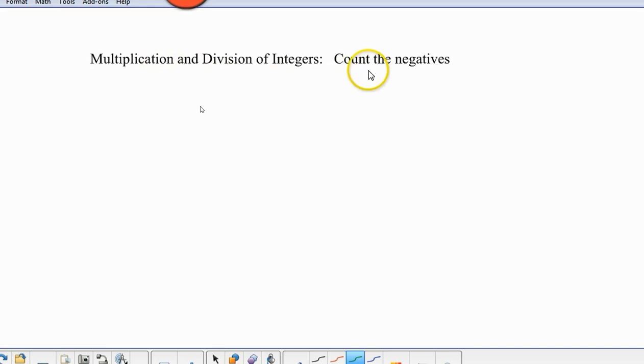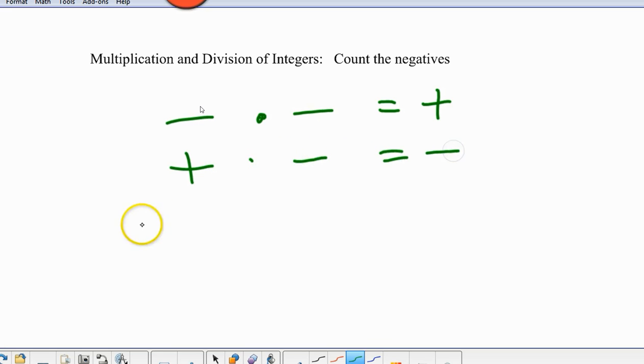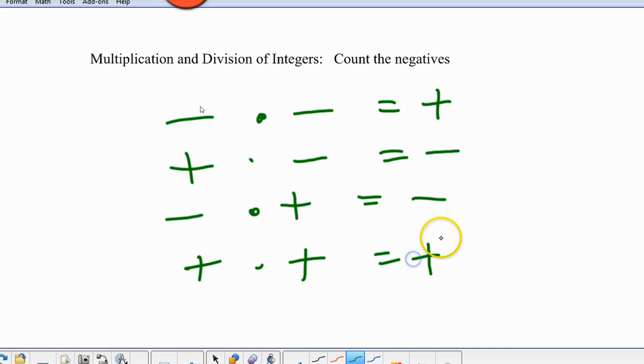Alright, for multiplying and dividing integers, remember, and again, these are all things that we covered on the first day and over the summer. We're going to just count the negatives. If we have a negative times a negative, that's a positive. Positive times a negative is a negative. Negative times a positive is also a negative. And if you didn't know, a positive times a positive is a positive.